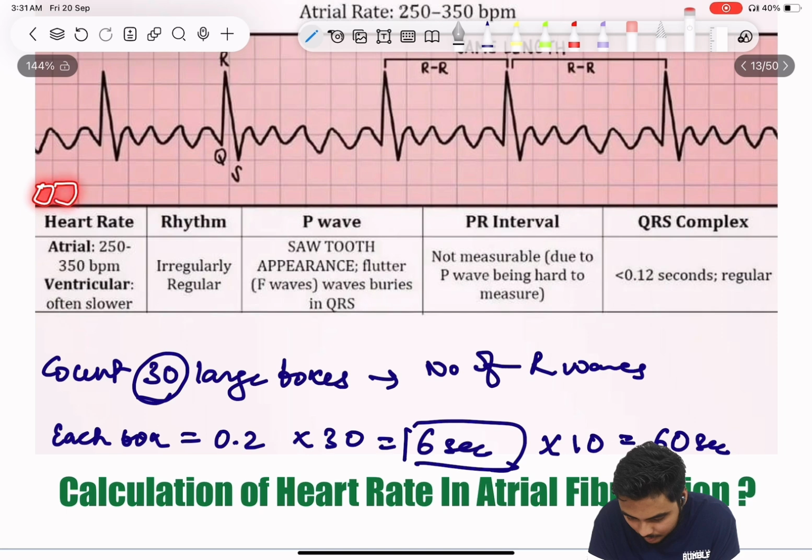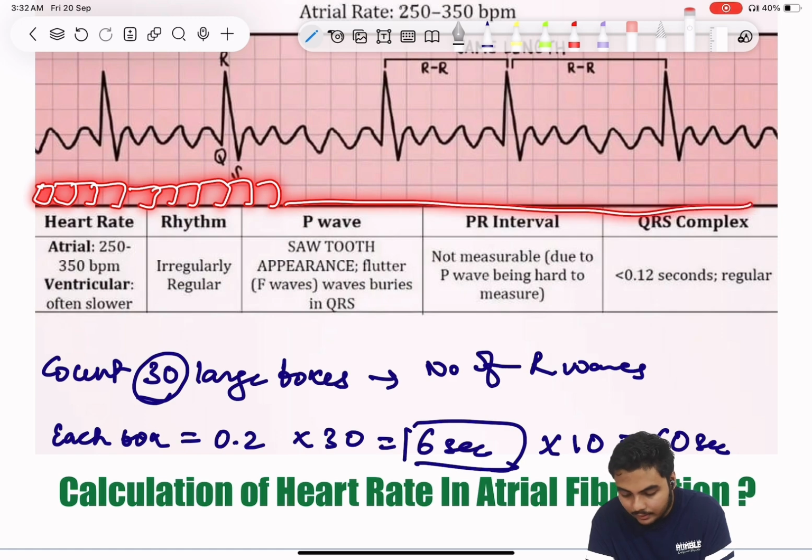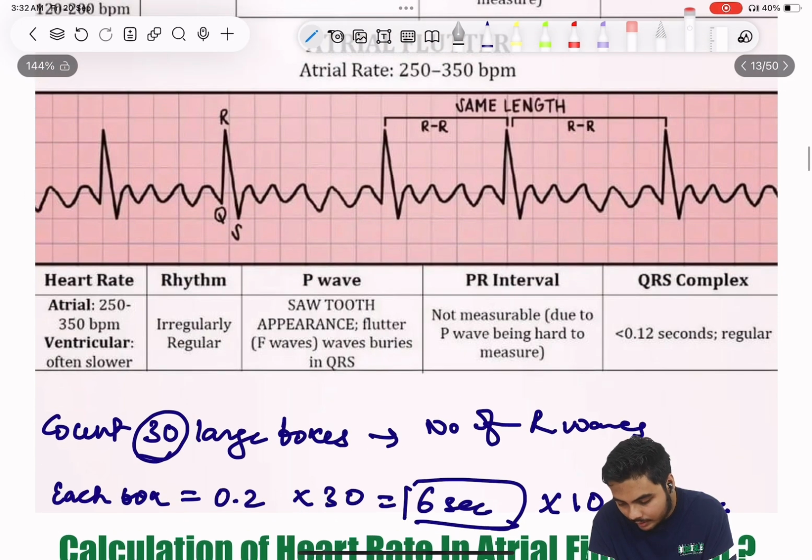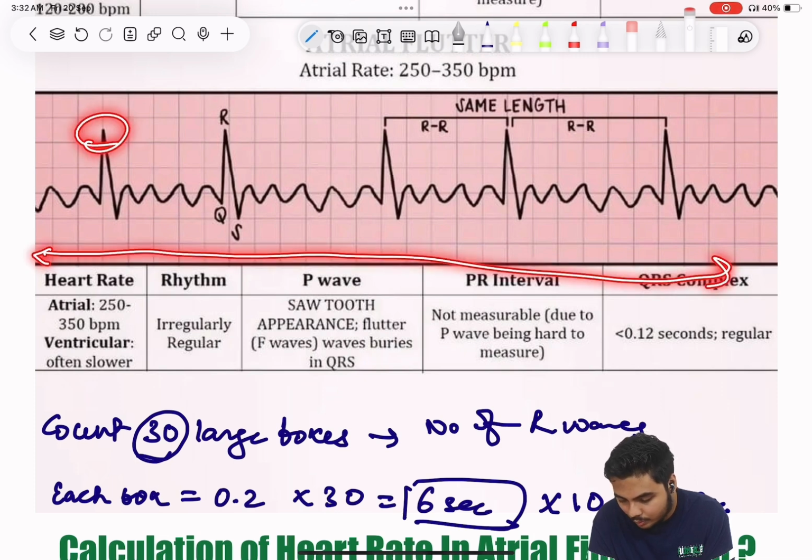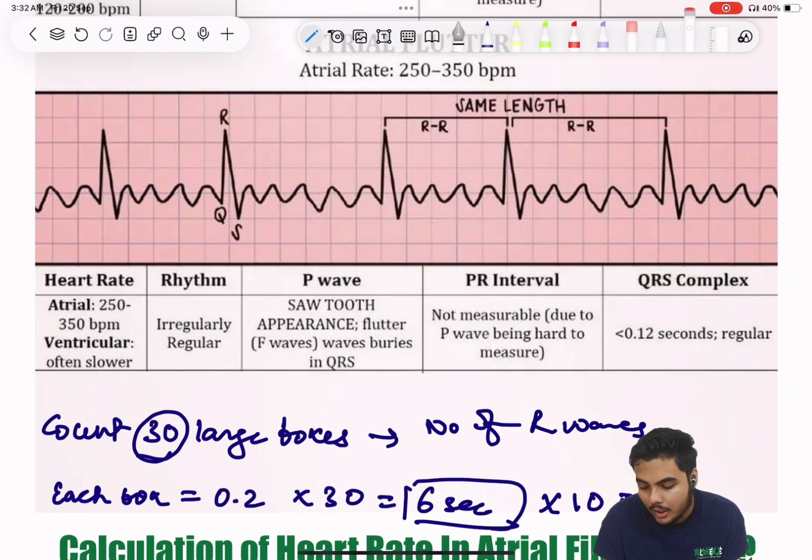So, 1, 2, 3, 4, 5, 6, 7, 8, 9, 10. Like that, we have to count till 30, right? And then we have to count the number of R waves in these 30 boxes, right? For example, suppose 1, 2, 3, 4, 5, right? 5 R waves are there in 30 boxes, right?